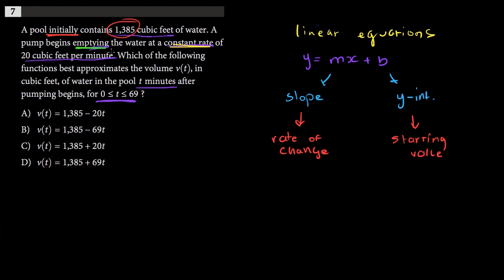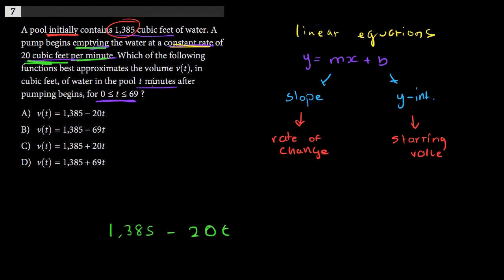Well, emptying must mean a decrease, right? Whatever we started off with, it is slowly decreasing at a constant rate. And what is that amount that it's decreasing by? Well, it says it right here, 20 cubic feet. And so if I reconstruct it, it's going to be our starting value, 1,385, minus 20t, right? Because it says 20 cubic feet per minute.